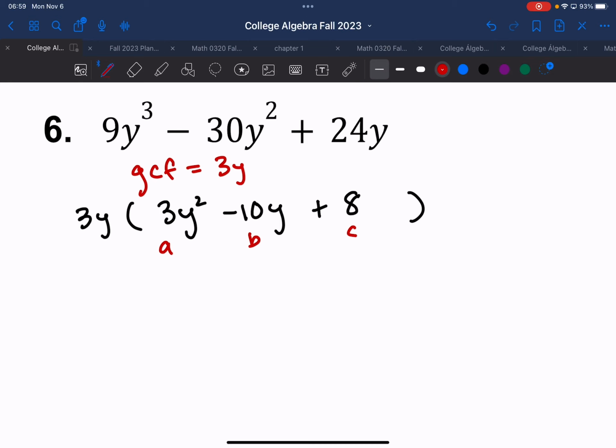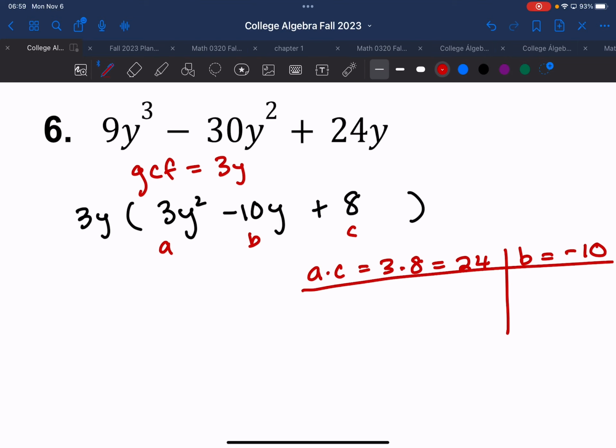Next step. A times C. Our A times C is 3 times 8, so 24. And what's our B value? Negative 10. Remember, the B value is the number in the middle. So what would be 2 factors of 24 that would add to negative 10? Correct. Minus 4 and minus 6. So a negative 4 and a negative 6, when we add them, gives us a negative 10, but when we multiply them, gives us a positive 24.